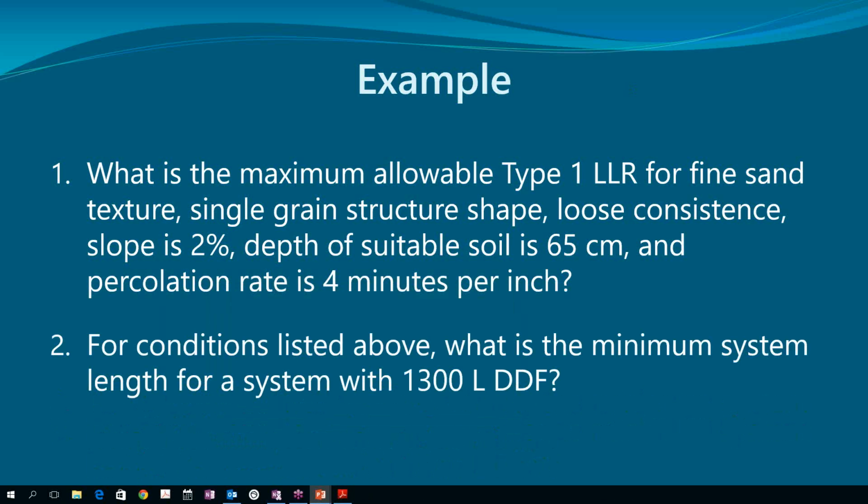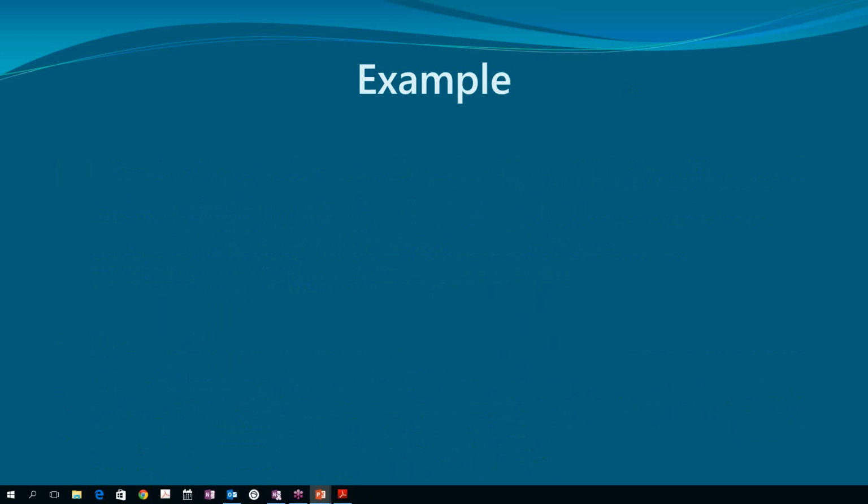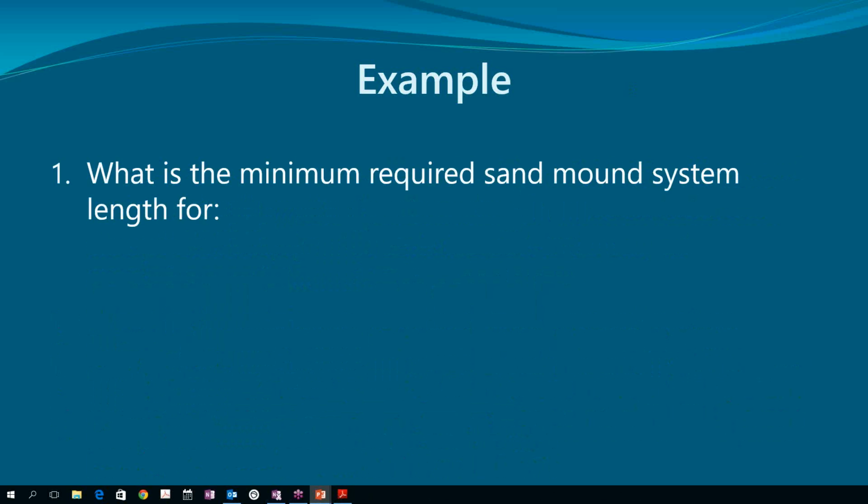And then to wrap up that question, what is the minimum system length for a system with 1300 liters DDF? 1300 divided by 70 means that system needs to be 18.6 meters long. 18.6 meters on a level contour. What about for a sand mound system? Length for a sand mound.